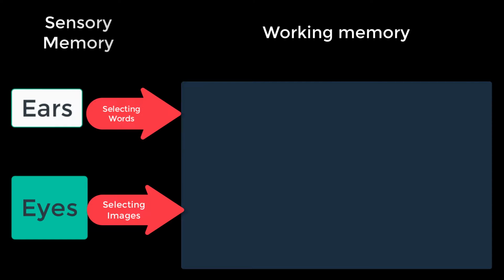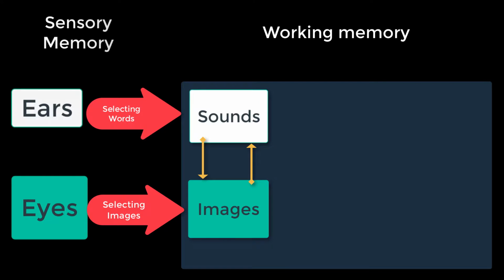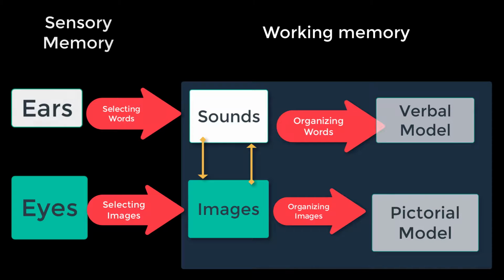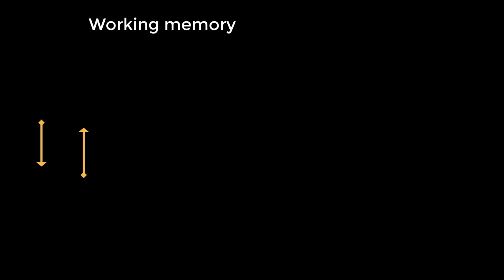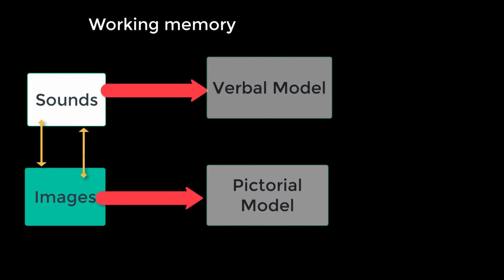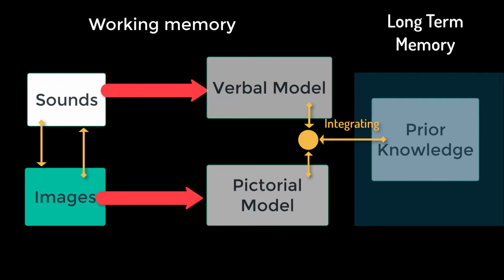Ears and eyes select sounds and images, then hold and manipulate them in working memory, where they are organized into verbal and pictorial models. These models are actively processed and integrated with prior knowledge from your long-term memory. If there are too many processing demands, cognitive overload can occur.